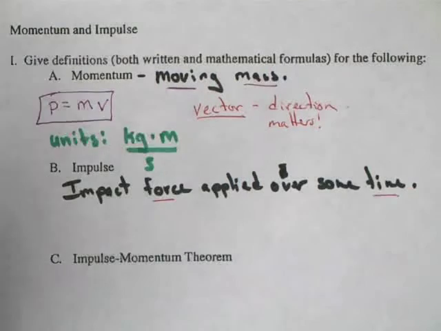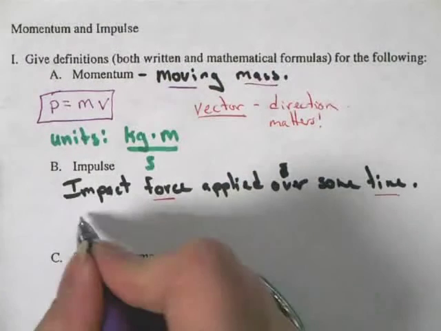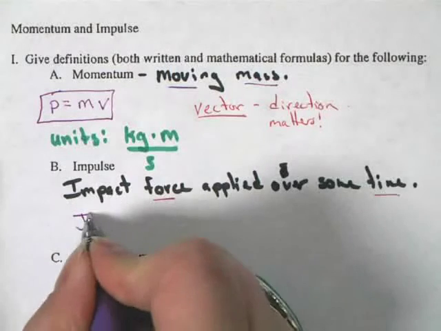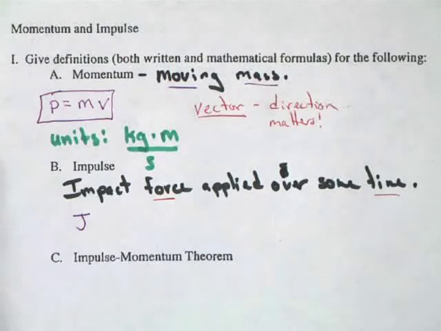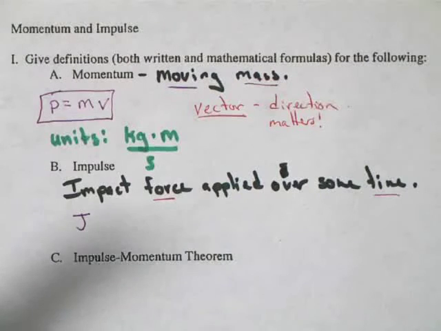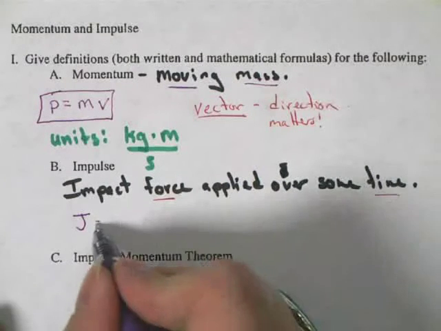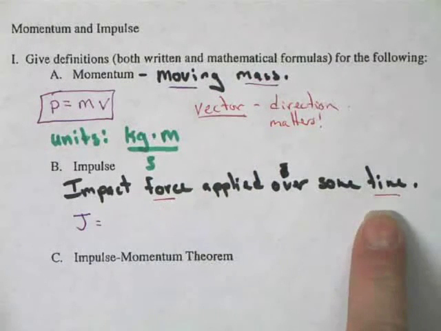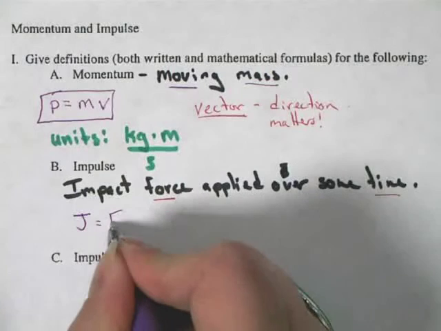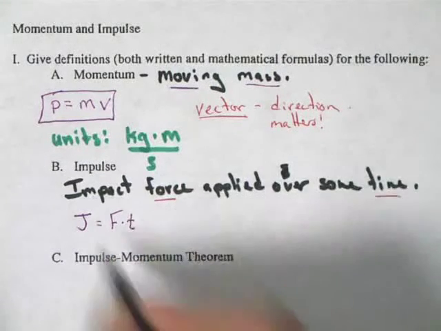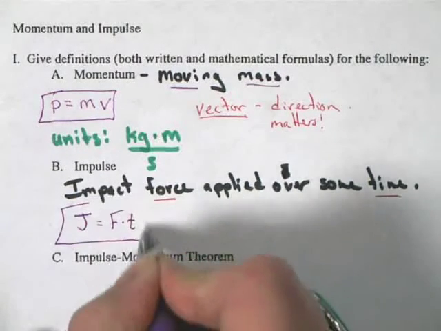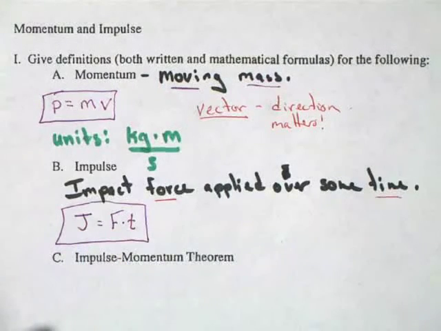So our equation is also a very simple equation. The variable that represents impulse is a capital J. I know we use capital J for joules, but we also use it for impulse. And that's equal to, well, force and time were the important pieces here. Force multiplied by time. So impulse is force times time.